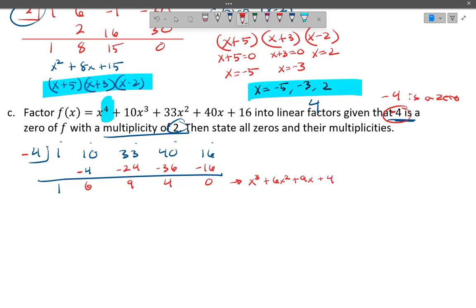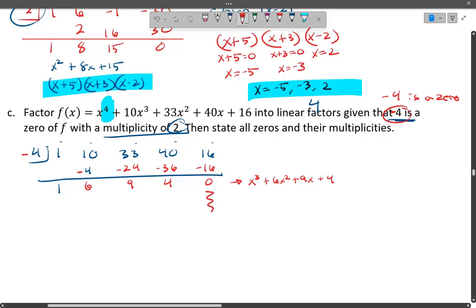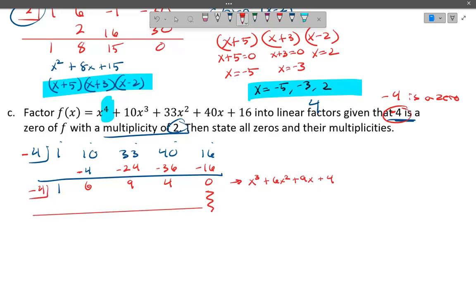So now we're going to use negative 4 as a 0 again on this new factored version to factor out another x plus 4. So we're going to use these same numbers. We're actually going to ignore this line here, and then we're just going to continue again with negative 4. This is a little space-saving technique. So we bring down the 1. We get negative 4, positive 2, negative 8, positive 1, negative 4, 0. Now we're left with x squared plus 2x plus 1.